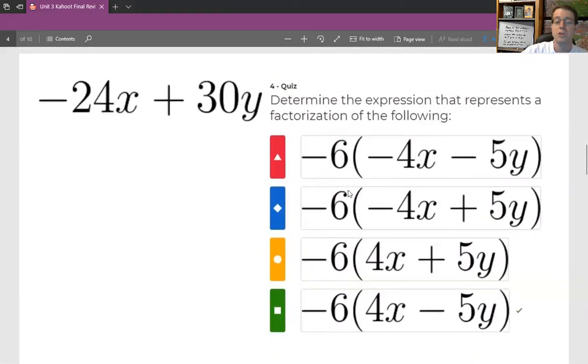Determine the expression that represents a factorization of the following. Well, here, looks like we're dividing by negative 6. So divide both these pieces by negative 6. Once I do that, negative 24 divided by negative 6 is a positive 4x. 30 divided by negative 6 is a negative 5. And so I have negative 6 times 4x minus 5y, which is the solution down here.